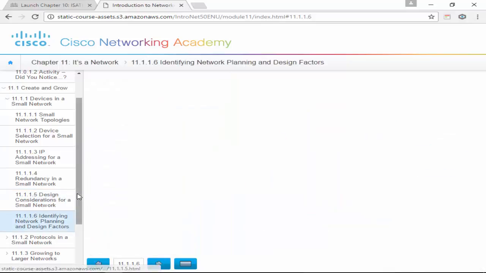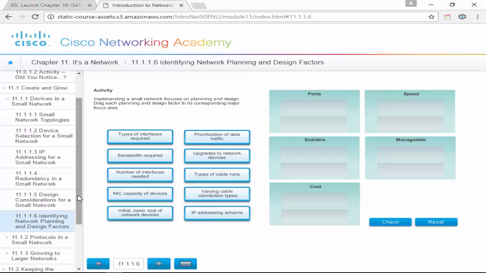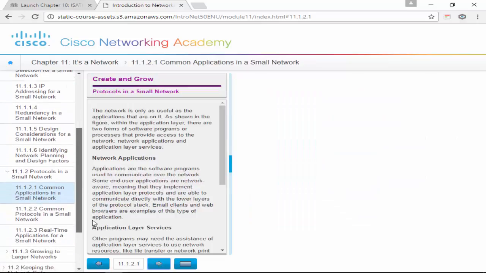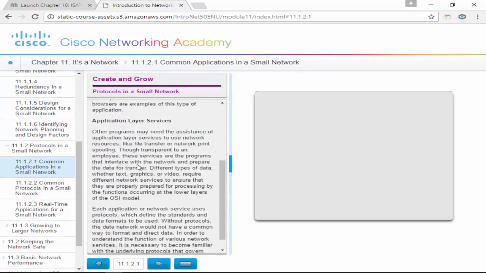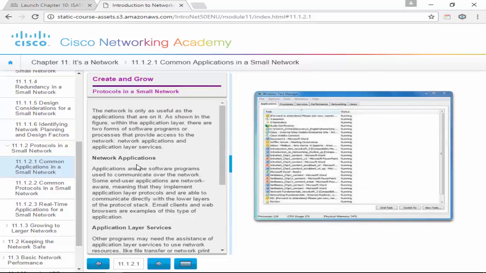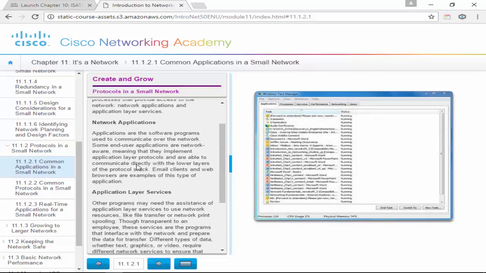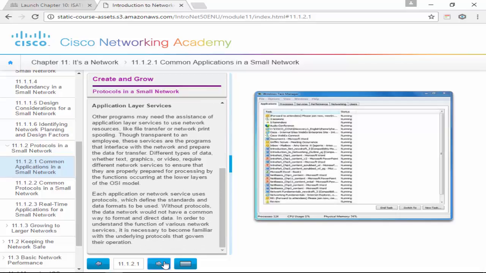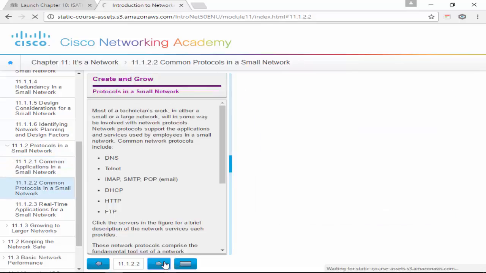Identifying network planning and design factors. How many users we have, what types of applications. Go ahead, try this out. Common applications in a small network. Well, same as a big network, except a few less, right? We have Word documents, and this is just a simple section. So we have mail, that kind of thing.